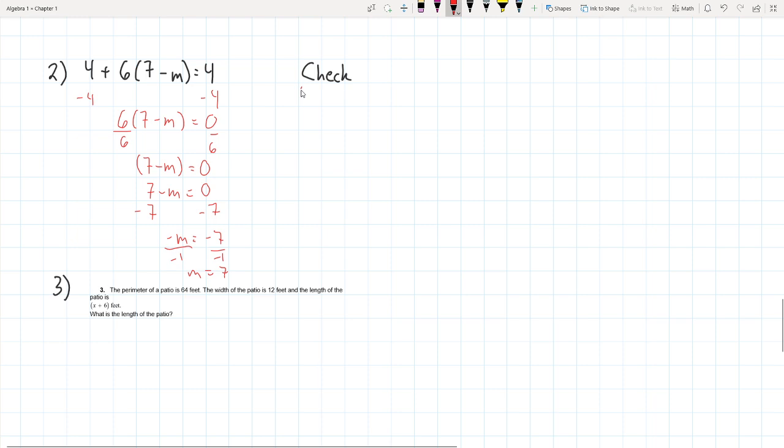Alright, so m equals 7, so we're going to do our check. So I got 4 plus 6 times (7 minus m) equals 4. So 4 plus 6 times (7 minus 7) equals 4. 4 plus 6 times 0. 7 minus 7 is 0. 6 times 0 is 0. So 4 equals 4.